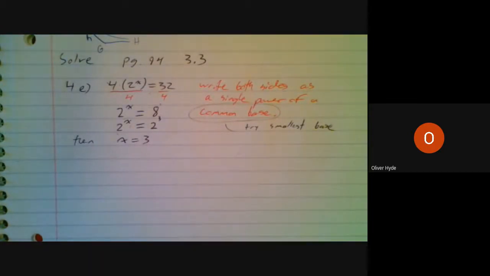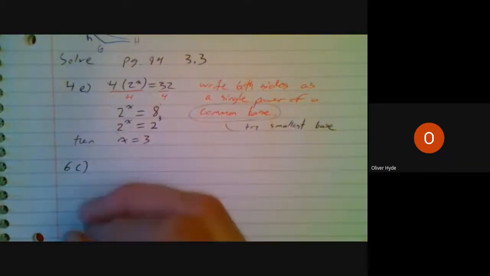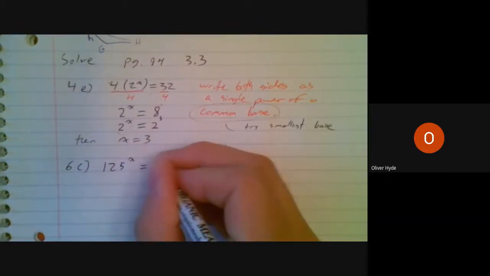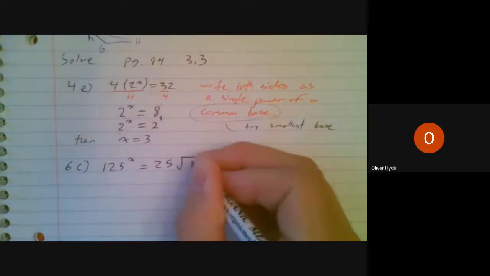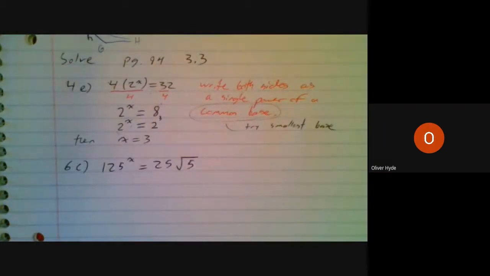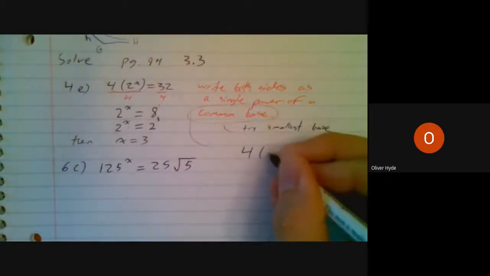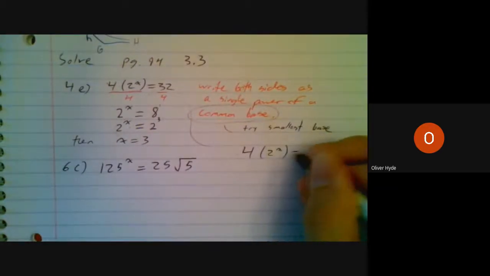Okay, let's try 6c. 6c looks a little different. It has 125 to the exponent x equals 25 times the square root of 5. Oh, shoot, I wanted to try 4 in another approach. Let me just do that off on the side here. This second approach might look a little bit more familiar when we look at 6c here.